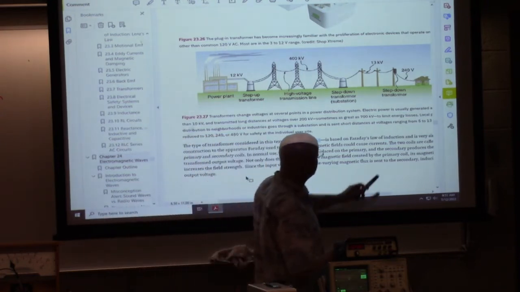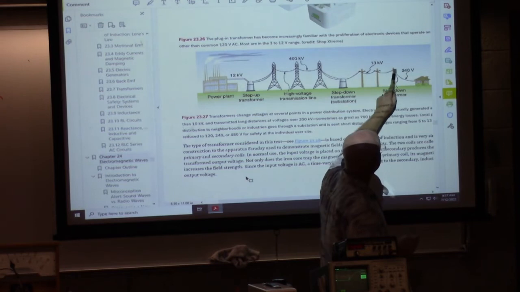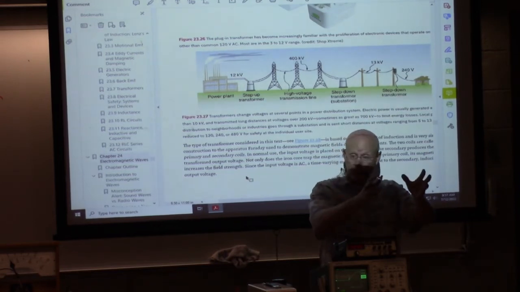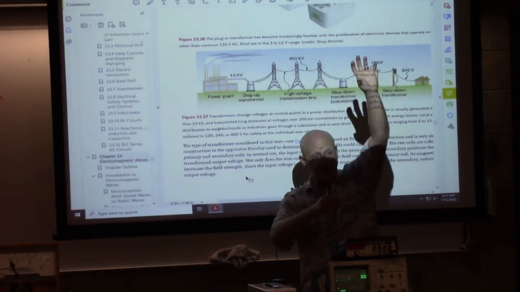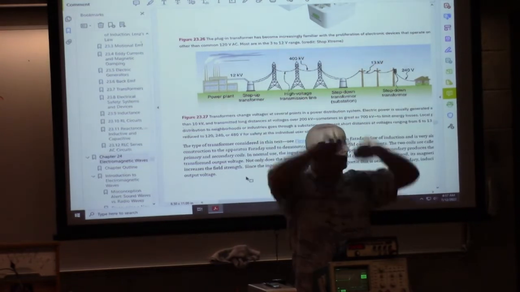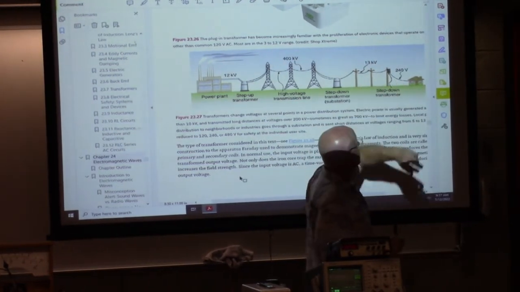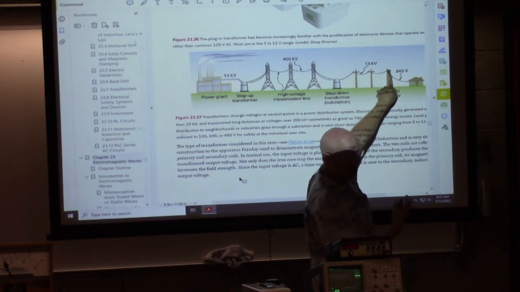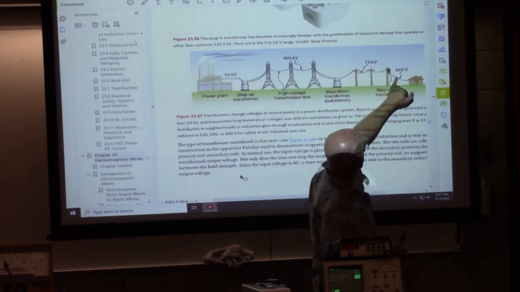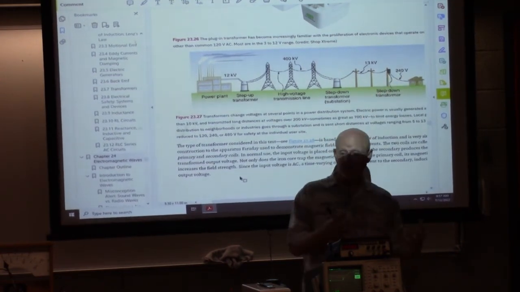But of course, ultimately then it's stepped down again in a little pole usually in your backyard. There's a telephone pole, and up at the top there's those high wires that are at 13,000. Then they feed into this thing called a transformer and lower it to 240, and then that's what enters your house.